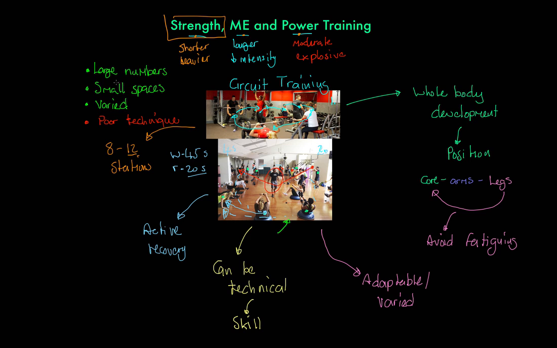So the fact that we've got large numbers is also negative, because the coach or the trainer can't necessarily see everyone. Good practice for the coach would actually be to stand here, and that would then allow the coach to look at everything in their field of vision. It's kind of an interesting point.